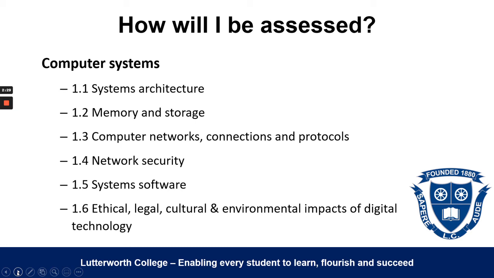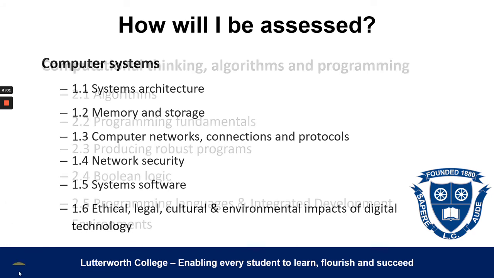Then we look at system software, so operating systems, utilities, and then finally ethical, legal, cultural, and environmental impacts of digital technology. So this is looking at the ethical side of it. Is it ethical waste to dispose of it? So the impact it has on the environment, for instance. It could be how different cultures use different computers for different purposes. And then any legal aspects are the legislation that is in place, so like the Computer Misuse Act, Data Protection Act, Freedom of Information Act. These that are related to computers and how we protect ourselves when using them.